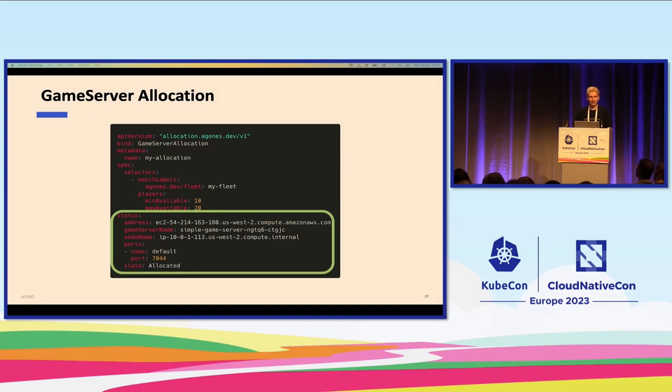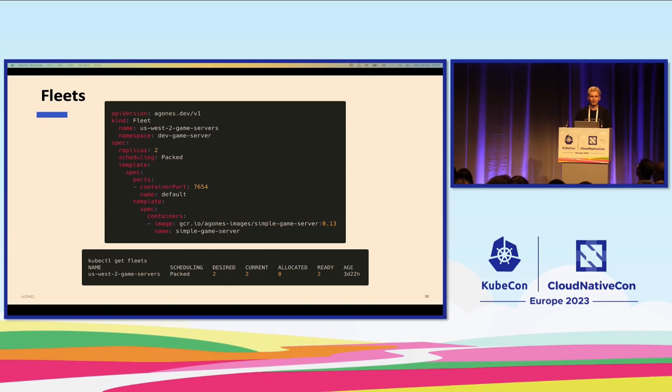Now, everything I just talked about so far was just talking about one static solo game server. You know, you create one game server, you get one pod. But just like in Kubernetes, you don't generally just create one pod at a time. You use a deployment or a stateful set or something to create a selection of pods. And that's where Agones introduces the concept of a fleet. The fleet is very similar in concept to a deployment. It looks quite similar from a spec perspective to a deployment. But the difference between a fleet and a deployment is it creates game servers, which then create pods.